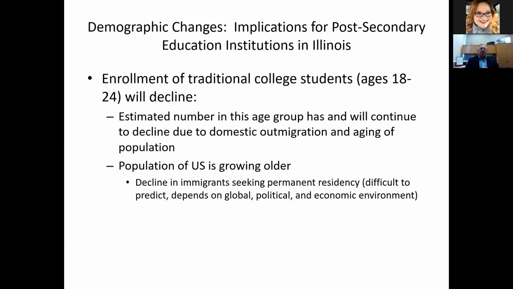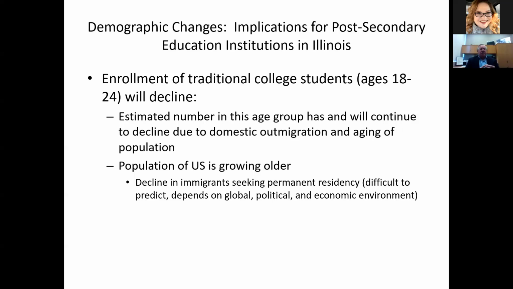I'd now like to take a look at the demographic changes and their implications for community colleges and other post-secondary education institutions in Illinois. It should be obvious that if the number of traditional college-age students, ages 18 to 24, declines, the base market from which higher education derives its student bodies is going to be affected, and it's going to tend to decline because the estimate in this age group has and will continue to decline due primarily to domestic outmigration, particularly of those people 25 to 44 who take their families with them, and the simple aging of the population, because that population either has the education that it wants or is just simply not interested in trying to go back to school.